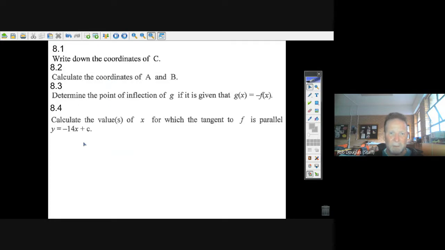Okay, let's look at the next question. Calculate the values of x for which the tangent to f is parallel to this line. We don't really care about where the line's going through. This is a fancy way of saying find the tangent when the gradient's minus 14. Find the tangent because it's parallel to this line. They mean find where the gradient on f is going to be minus 14. That's all they're saying.